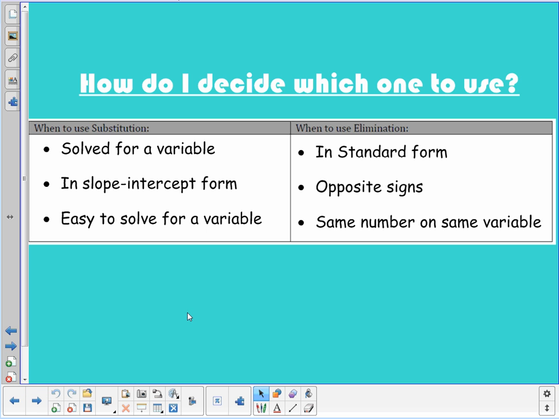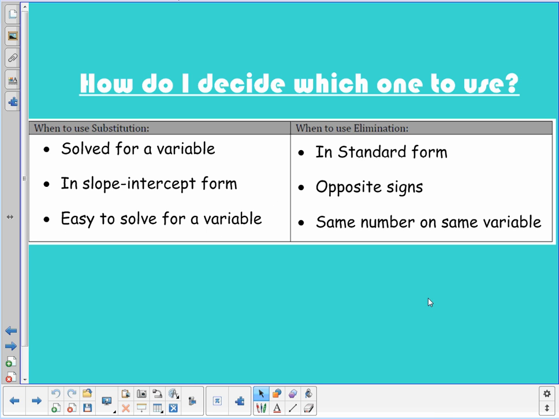for substitution, we use substitution when we have a variable that's by itself. We have an equation that's solved for one of the variables. When we have equations that are in slope-intercept form, or when we have equations that it's easy to get one of the variables alone. Okay.